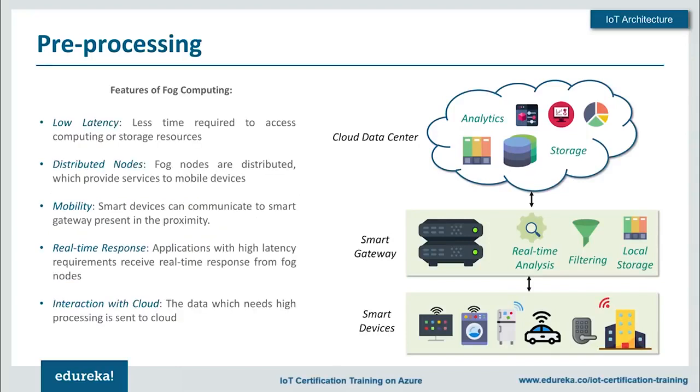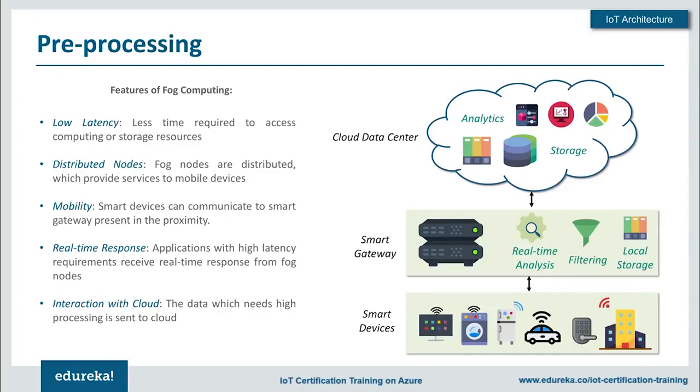Now, when I come to the pre-processing layer, or the features of fog computing for that matter, there's very low latency because the information does not have to go to the cloud system for processing. It is always done at the gateway level itself. This information really is faster, as we've seen in the previous example about the ambulance.